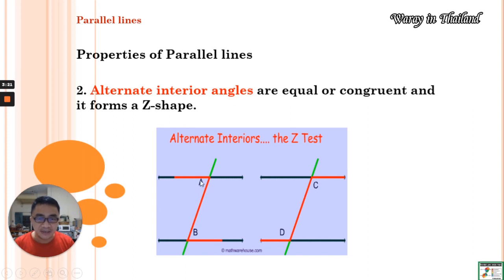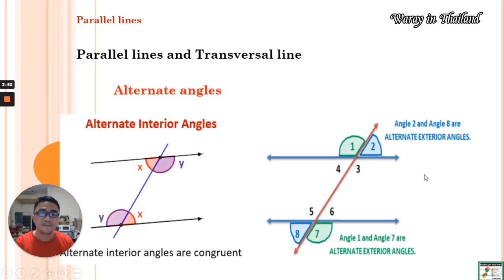Angle A and angle B are the interior angles and they're equal. Angle A is equal to angle B, and you see that they are opposite, one on the left side and the other on the right side of the transversal line. As with this one, angle C is equal to angle D. They're opposite, one on the right side and the other on the left side. And you see it forms the letter Z.